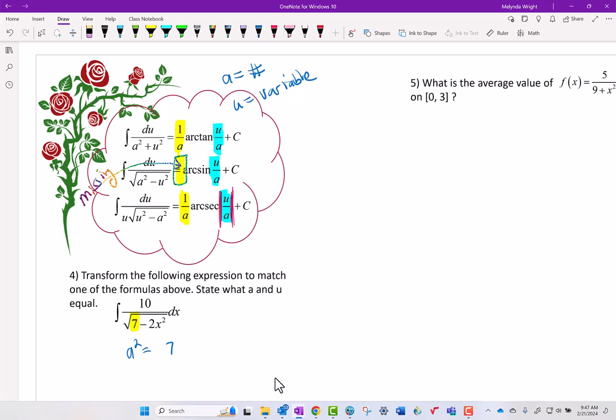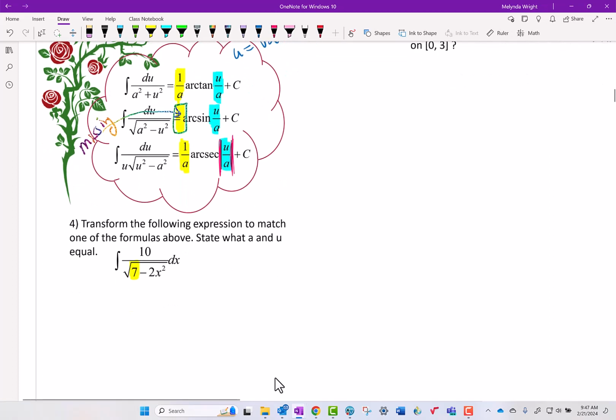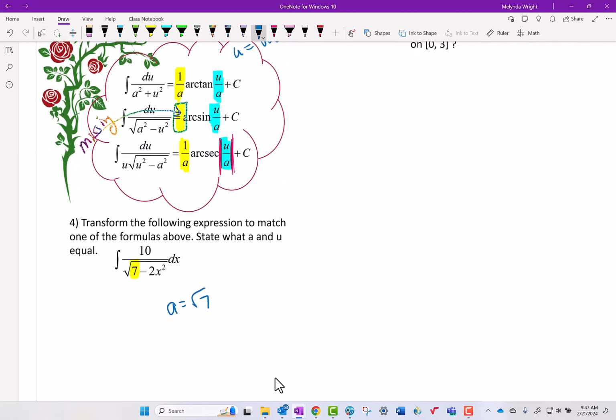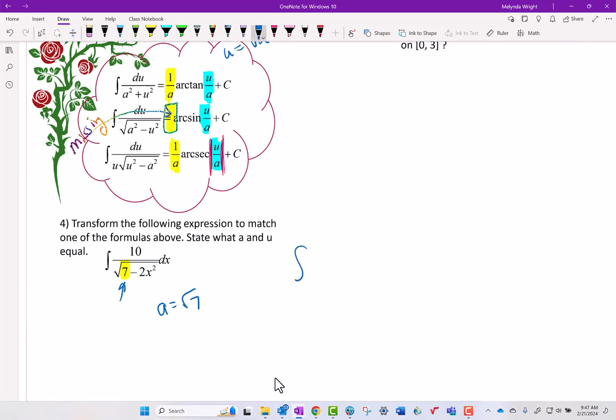Hold on, let's see. So we just want what A is. A is the square root of 7. That's what A is, and then when I square it, I put the 7 right here. So A is the square root of 7. Okay, are we okay? Out to the side, let's do one that's easier at the same time. Okay, so let's do one, let's make that.